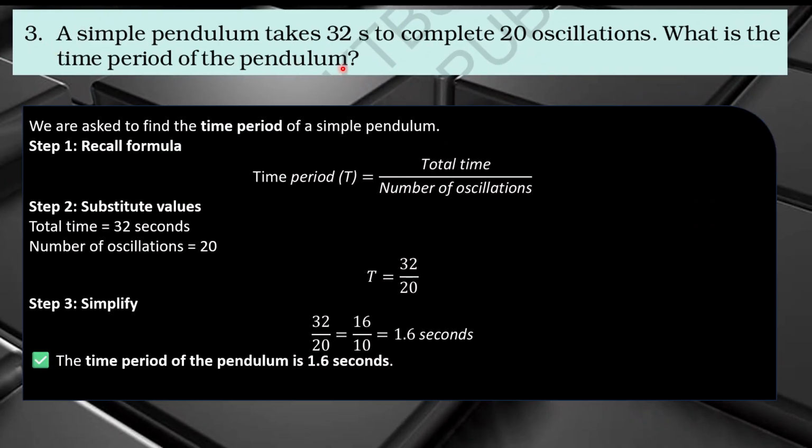Third one, the simple pendulum takes 32 seconds to complete 20 oscillations. What is the time period of the pendulum? We are asked to find the time period of a simple pendulum. Step 1. Formula: time period T equal to total time divided by number of oscillations. Substitute the values. Total time is 32 seconds given here and number of oscillations is 20. So 32 seconds divided by 20 oscillations. Simplify this.